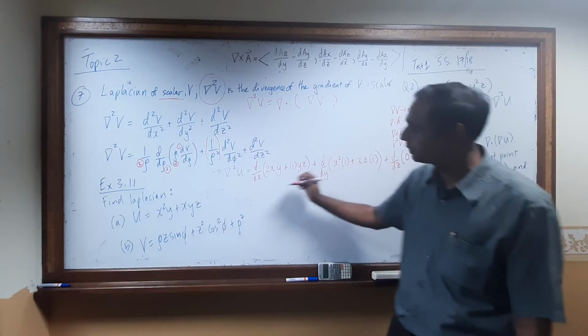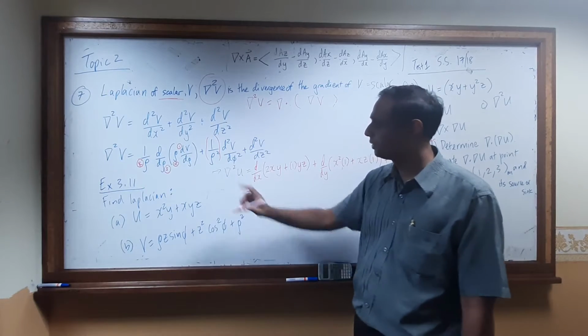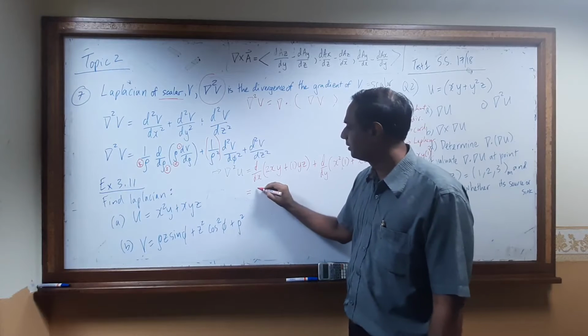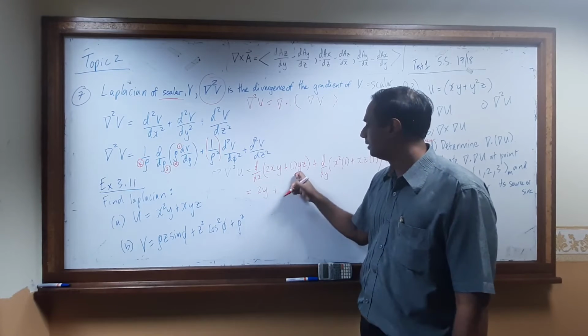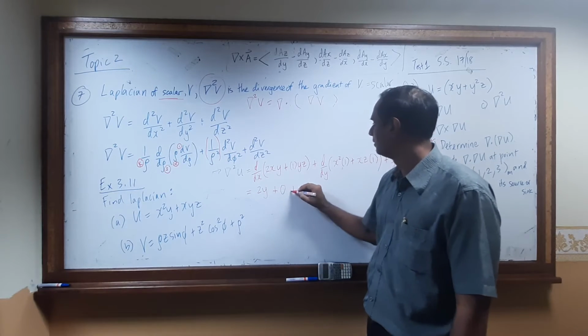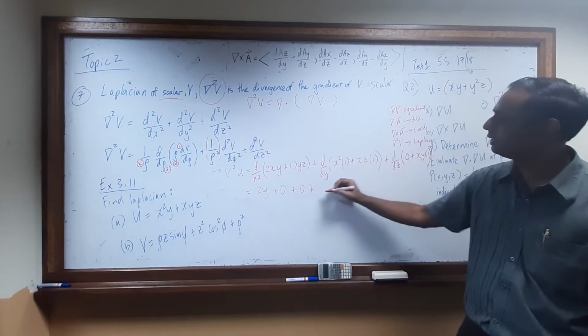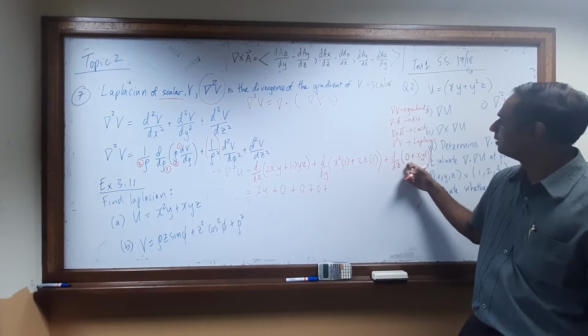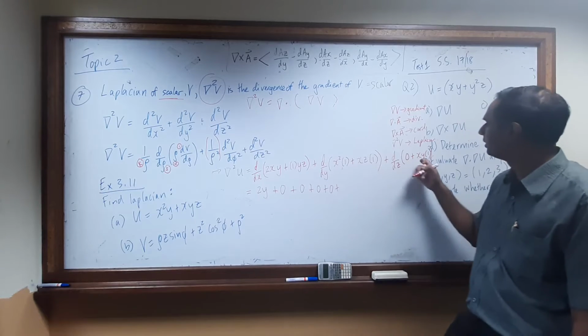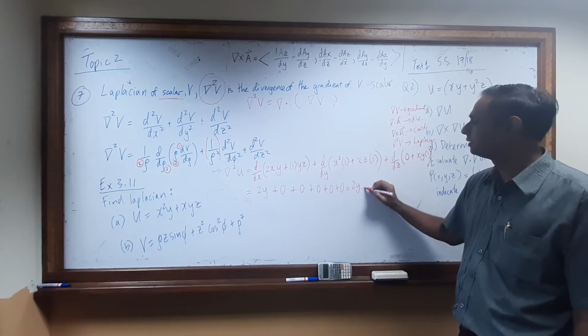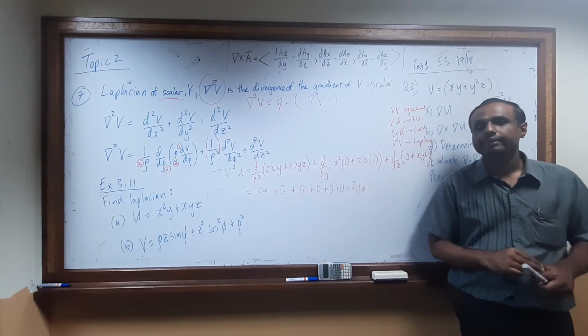You have to differentiate one more time because you are looking for the Laplacian. So when we differentiate in terms of x, you get 2y. This is 0. In terms of y, 0. This is already 0. And in terms of z, 0. So what is the answer? The answer is 2y, scalar.